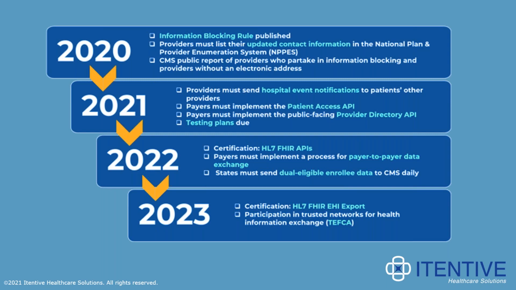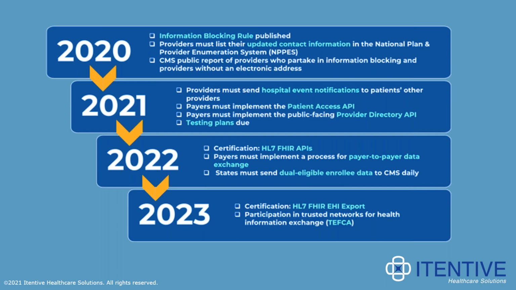Now, the 2021 milestones include sending those hospital event notifications. Payers have to put in place that patient access API and provider directory API that I just talked about, as well as testing plans are due. That's on kind of the back end here that they need to send to ONC. Now, some of these deadlines coming up may have already occurred, or some of them could have actually been delayed due to the public health emergency, but those delays aren't going to be indefinite.